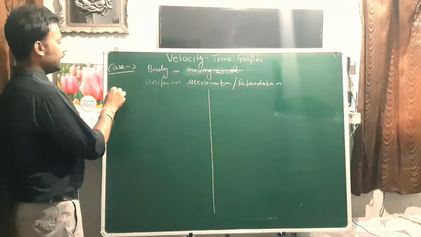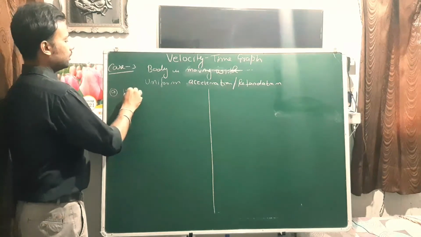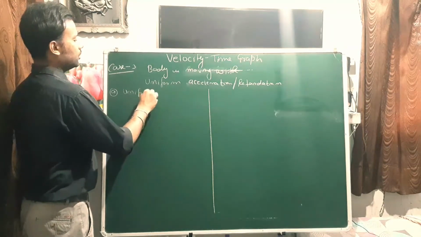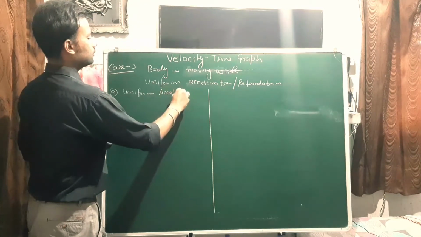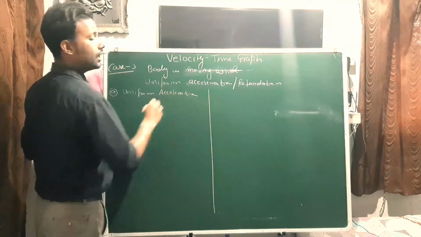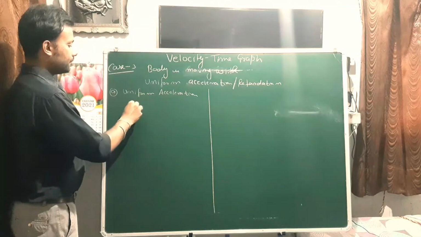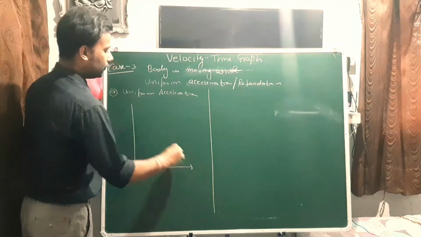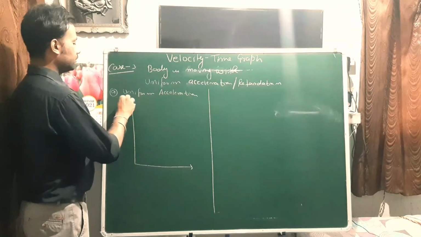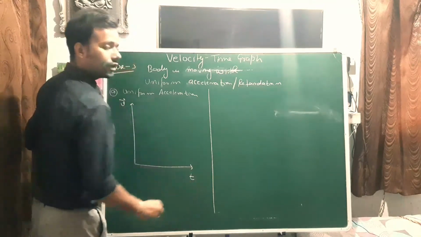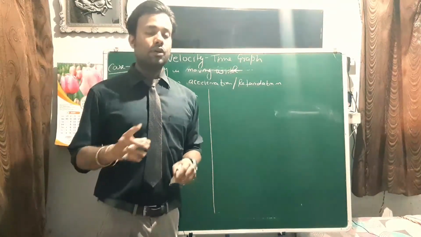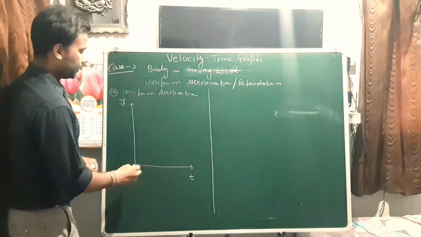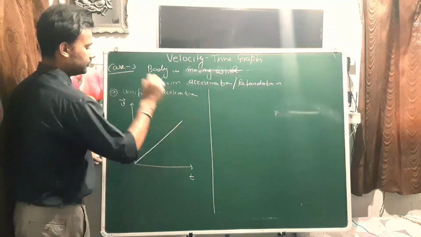First, here A, the body is moving with uniform acceleration. Okay, so uniform acceleration means the magnitude of velocity will increase with time constantly. It will be like this.